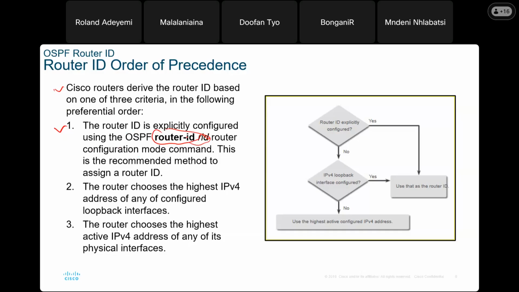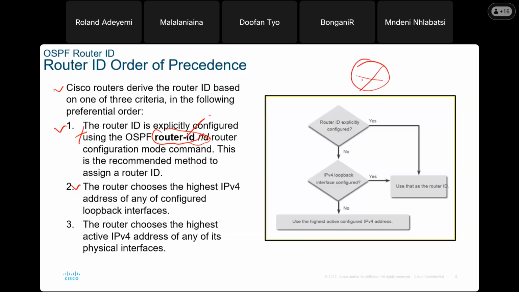We are going to do this manually. But if we don't use this command on the router, how will the router pick its ID? Number 2, the router chooses the highest IPv4 address of any of its configured loopback interfaces. This is what I'm saying.